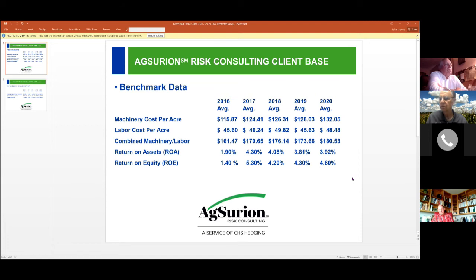132.05 machinery cost per acre and labor cost per acre 48.48 equals $180.53. 10 years ago, that figure was $134.94. Individually, machinery cost per acre, I mentioned 132. 10 years ago, it was 89. Labor cost per acre, 48.48. 10 years ago, that was 45.48. And it has not varied any more than about $3 an acre for the last 10 years.